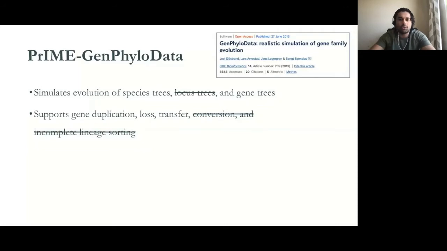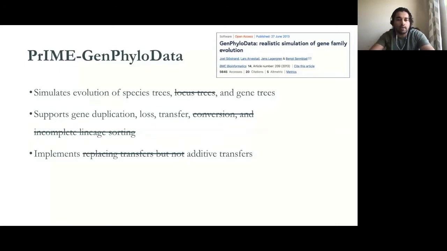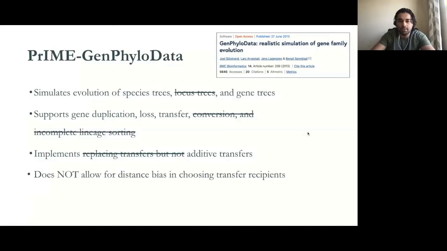But essentially, these are the set of events that relate very closely to some of the phylogenetic reconciliation work and some of the other evolutionary inference methods that we want to test. So in that sense, this is good to get a basic set of features that we can build up from. And this implements additive transfers, but unlike SaGePhy, does not simulate replacing transfers. So that is one of the limitations here. And in addition, it also does not allow for distance bias in choosing transfer recipients.